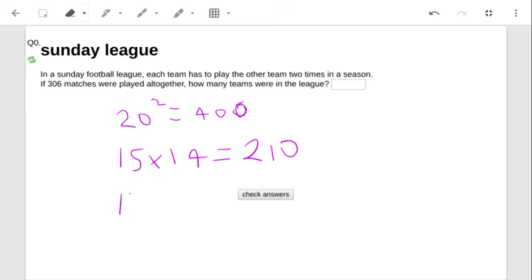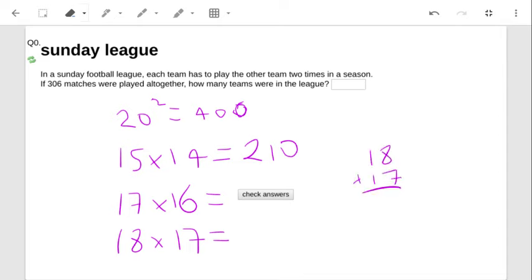Let's try 17 times 16. This gets a little bit complicated. Or 18 times 17. I'm a bit more confident in that one actually working. Let's just work it out now. So 8 times 7, 56, 136 plus 170, and that gives me my 306.